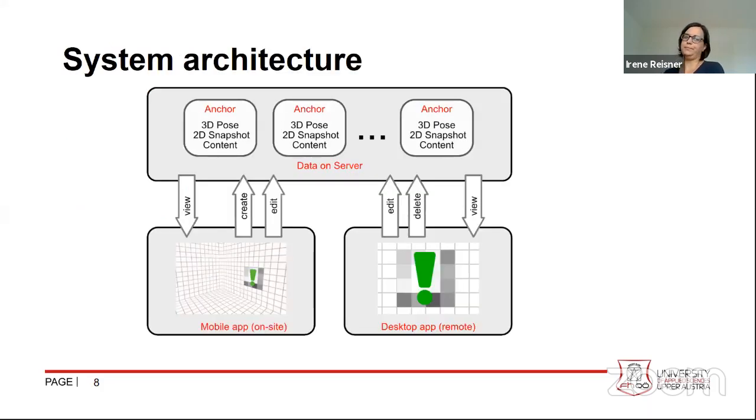Okay, here is the architecture of our system. So all our data is stored in anchors, and each of these anchors has a three-dimensional pose, a two-dimensional screenshot of the camera view, and the actual content itself. All the data is stored on a central storage unit and can be revisited from any user at any time again.